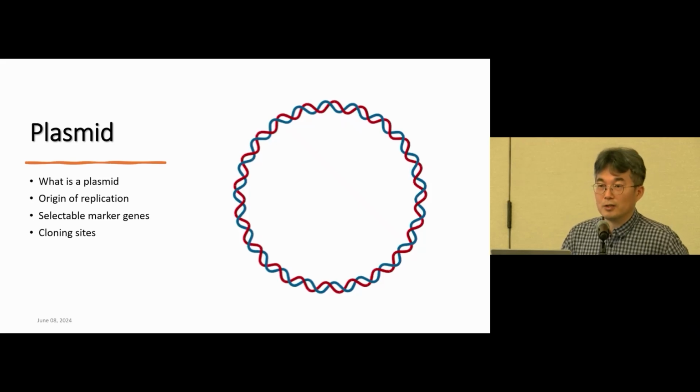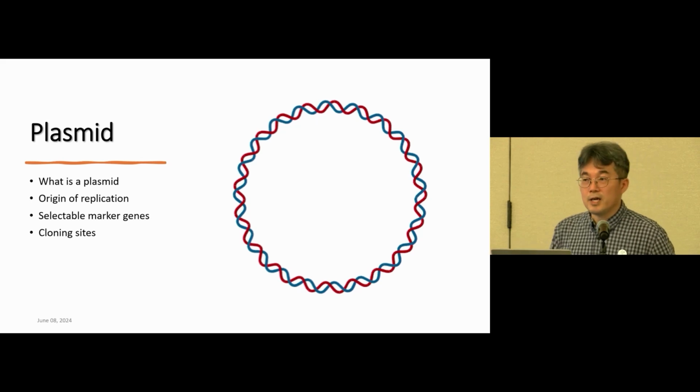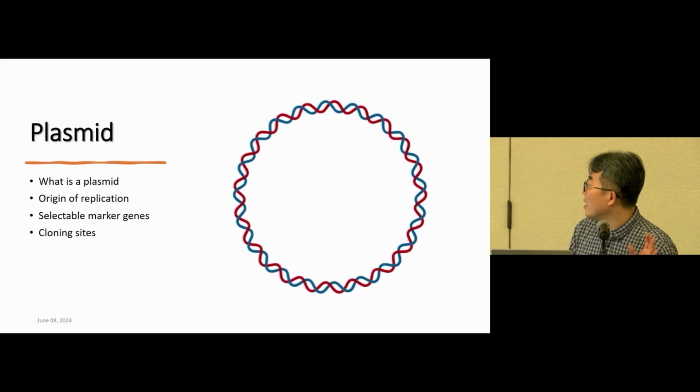Okay, plasmid. Usually it's circular, as you can see here, in a really simplified version. I want to point out three things. One is that you need to have an origin of replication. What it means is that it should be recognized by the host cell, and then the DNA replication machinery can be recruited to initiate replication so that it can be maintained in the cell.